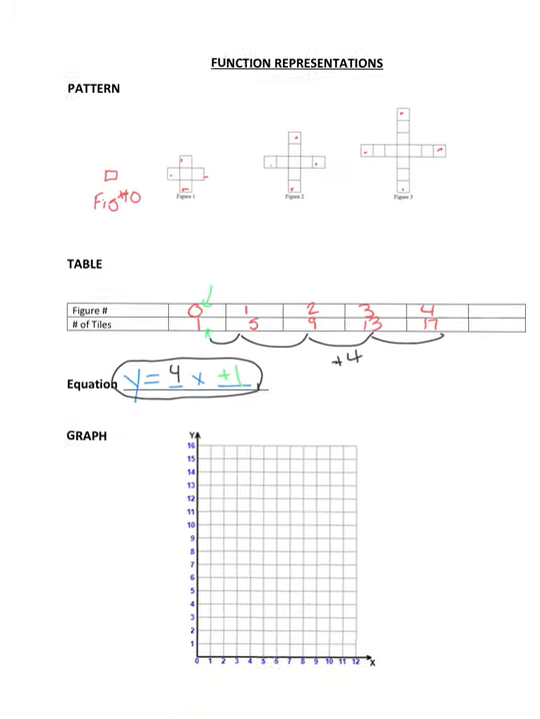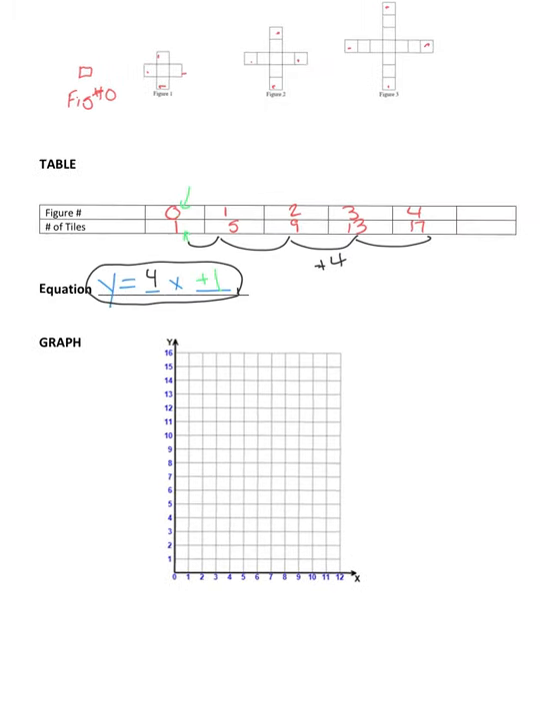The last representation is the graph. And all we're doing now is we're taking these coordinates and plotting them. So 0 is 1, 1 is 5, 2 is 9, 3 is 13, and so on. And then to make your line graph, you just basically connect these points going both ways.